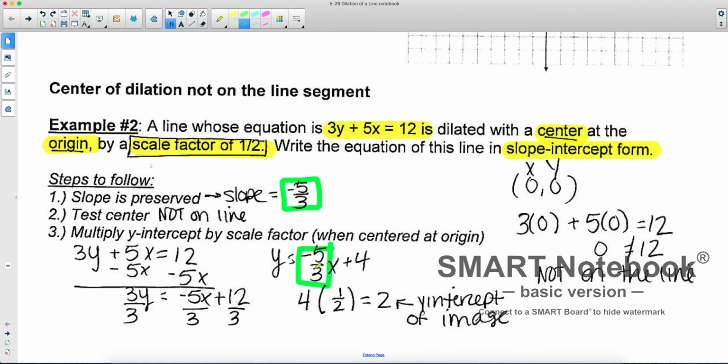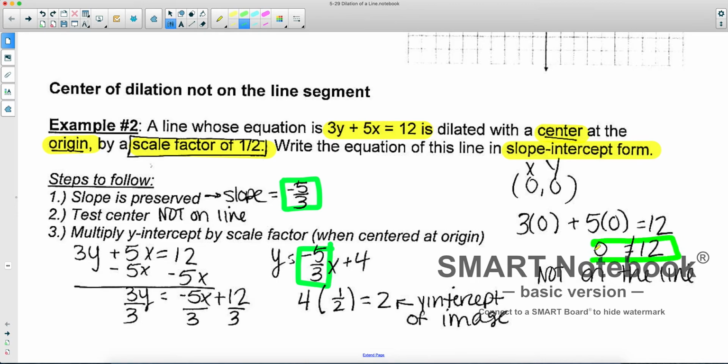Second, I have to figure out, is the center on the line? So does the origin fall on my line? To do that, I test the origin, (0, 0). So over here, here's my origin. Plug in 0 for x, 0 for y, and look what happens.